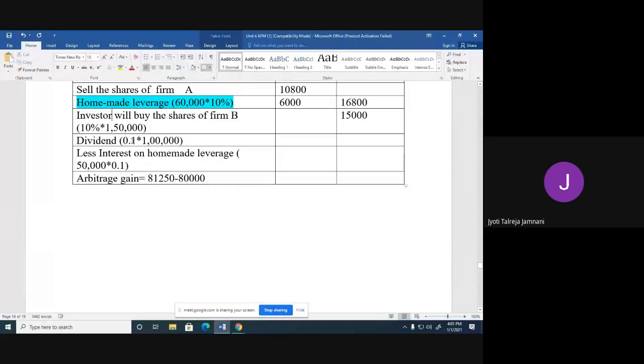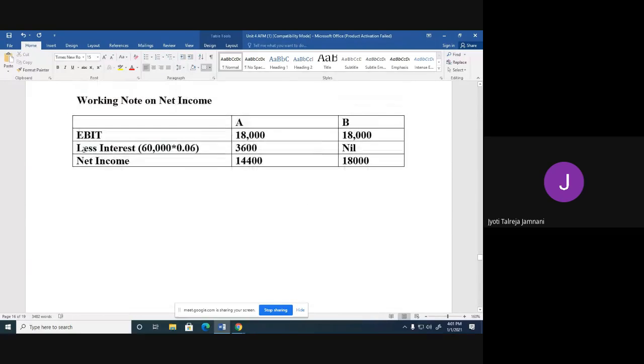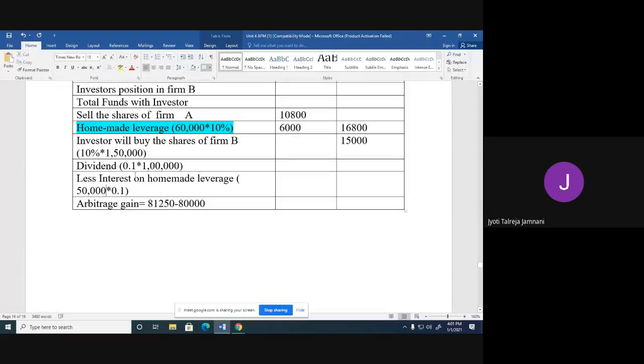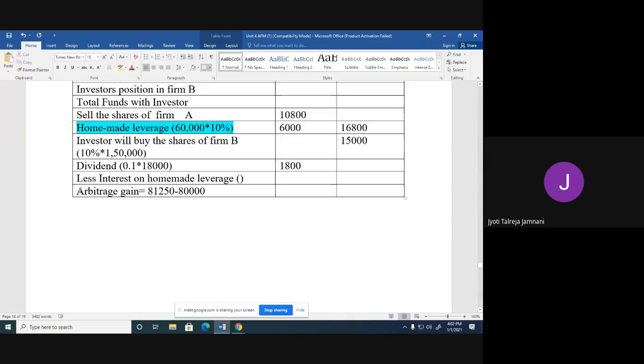We will also give him dividend. He is 10% owner of the shares, so he should get 10% share in the net income. Net income of company B is 18,000 rupees. So in 18,000 rupees, he will get 10%. 10% of 18,000 is 1800. Now that he has taken loan, he has to pay interest for that homemade leverage. How much loan he has taken? He has taken only 6,000 rupees, 10% of 60,000. So 6,000 is the loan, and we have to check what is the interest rate.